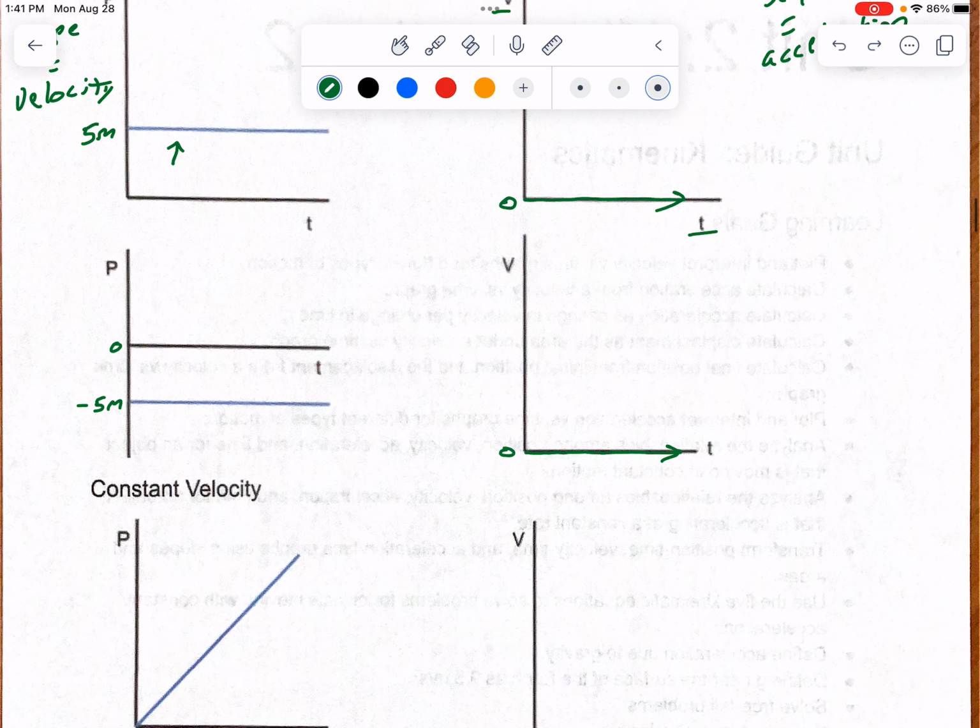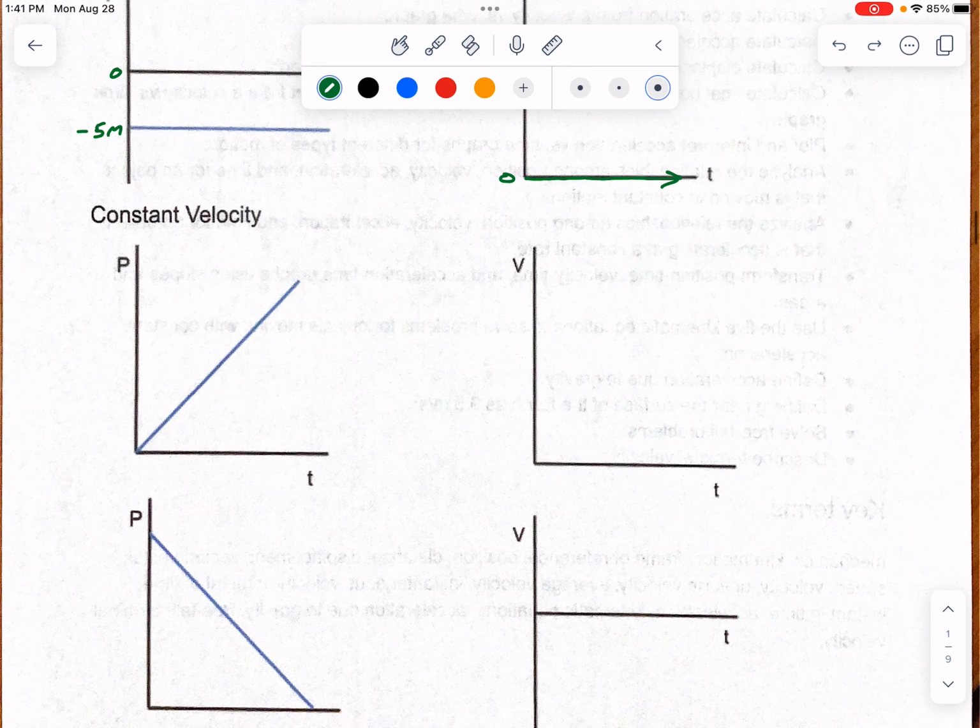All right, so moving down to this one. If I look at my slope, I can see that this is a constant positive slope. It's not changing. If you were to find the slope at this point here, or this point here, or this point here, it would all be the same. So let's just say for the sake of argument, this would be 5 meters per second. That means no matter what time it is, it's always going 5 meters per second. So that means I'm actually moving now, so I do have velocity.